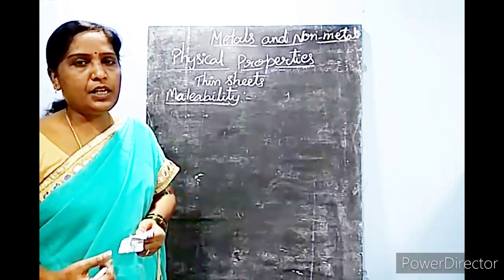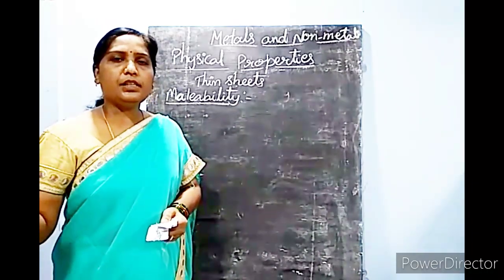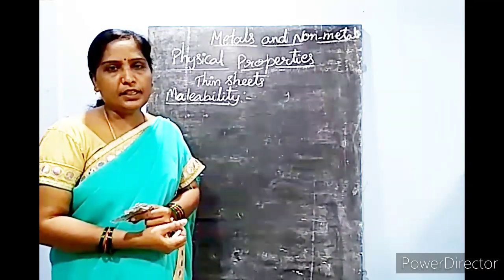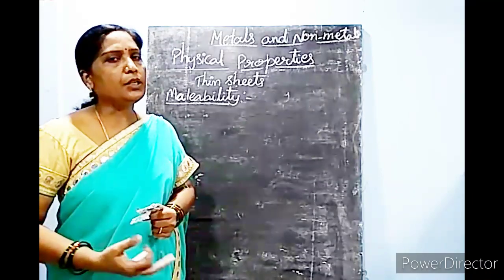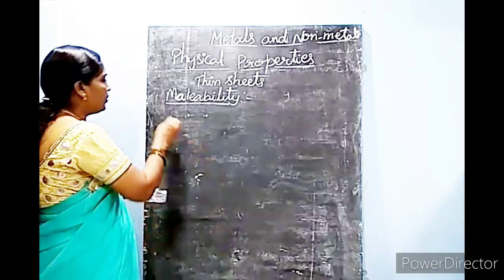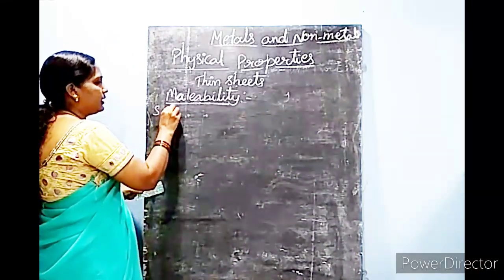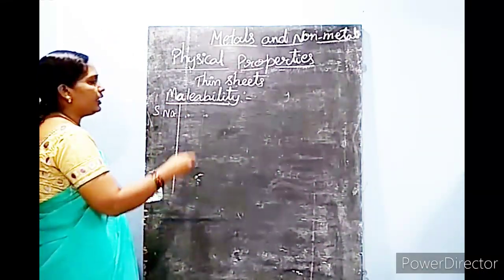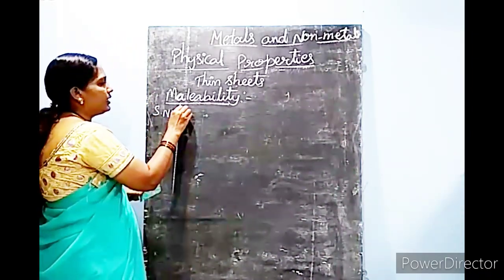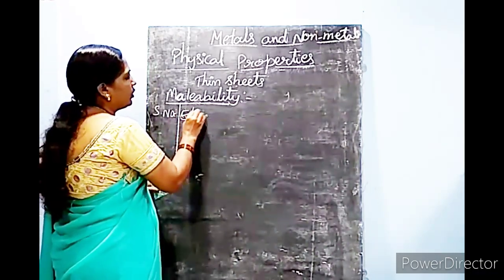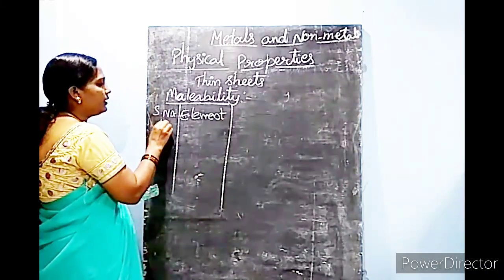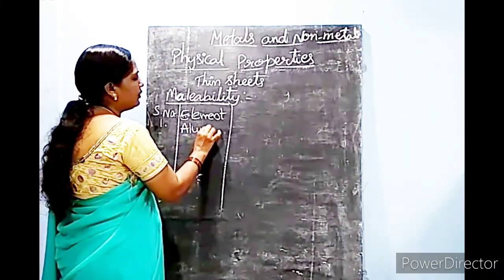Now around us there are many metals and non-metals. We will list out some metals and non-metals and see whether they show the property of malleability or not. What are those elements? We'll read out each element. First one is aluminium.